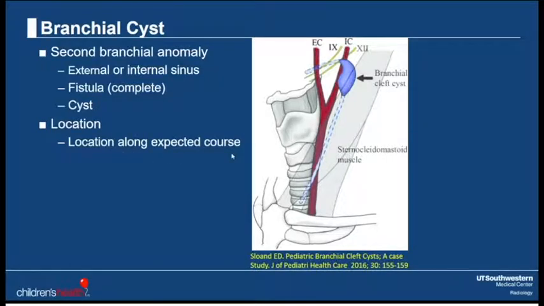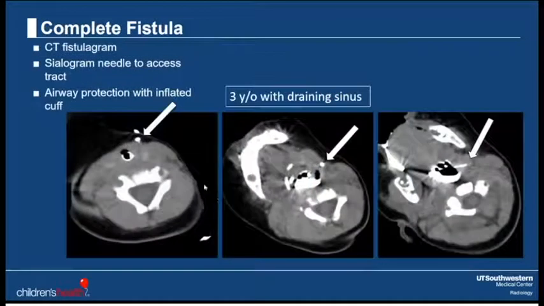It has to be along the expected course of the second branchial fistula, which extends from the palatine fossa or tonsillar fossa through the internal and external carotid, and then courses inferiorly along the anterior margin of the sternocleidomastoid muscle. So this is a CT fistulogram that we did. We used a sialogram needle to access the tract. We used airway protection with an inflated cuff, and we see that there's contrast extending through the fistulous tract superiorly between the submandibular gland and sternocleidomastoid muscle, and then we see it project medially and dump out into the region of the tonsillar fossa.